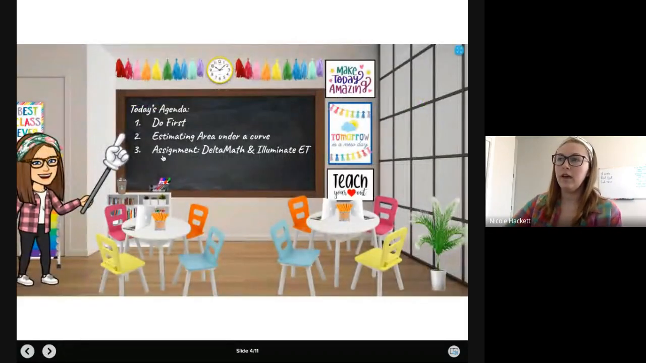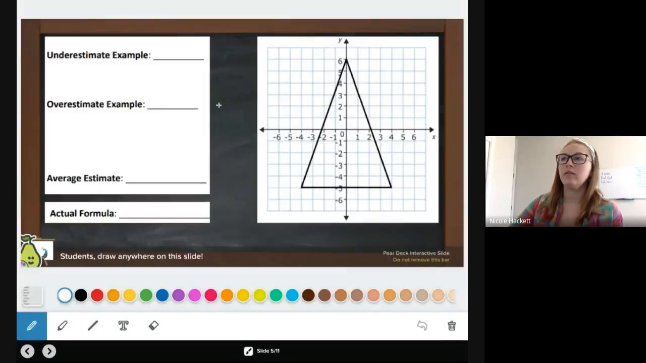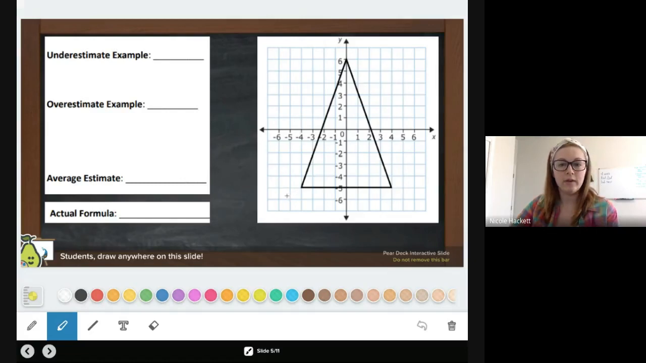Okay, so we're looking at estimating area of curved regions, graphed, and also just under a curve in general, and how to estimate that. All right, so first we're going to start off with something we can verify with the math that we know and double check it, and see how close we can actually get. So we're going to start with this triangle here. We have an underestimate and an overestimate.